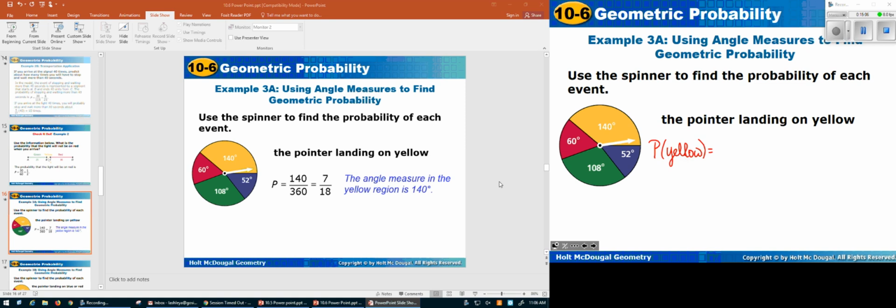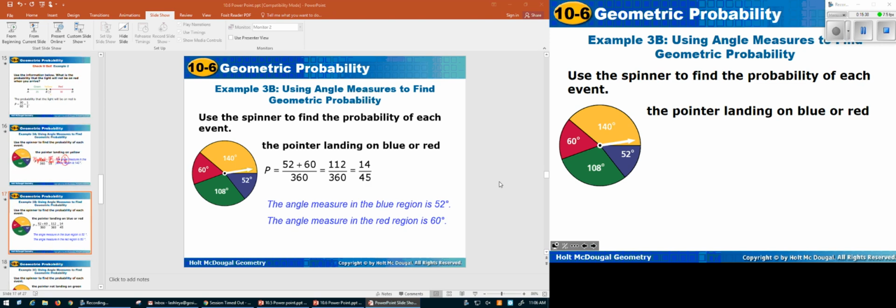And now we're dealing with angle measure. So if the yellow sector is 140 degrees, then we're going to divide that by the total circle, which is 360. It ends in a 0, so it has to reduce at least by 10. So 14 over 36, but it can go further. What, Edwin? 7 over 18. Good. And that would be our answer. Easy? Okay.